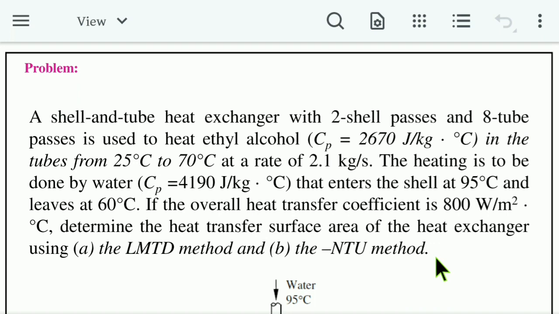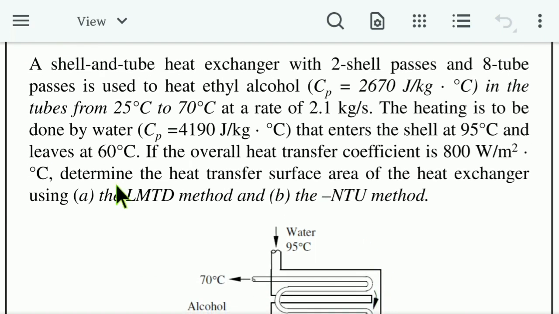Cp is equal to 4190 joule per kilogram degree Celsius that enters the shell at 95 degrees Celsius and leaves at 60 degrees Celsius. So we have all these four data: temperature 25, 70, 95, 60. So we can easily calculate log mean temperature difference from this information. If the overall heat transfer coefficient is 800 watt per meter square degree Celsius, determine the heat transfer surface area of the heat exchanger using these two different methods. First one is the LMTD method and the next one is the NTU method.